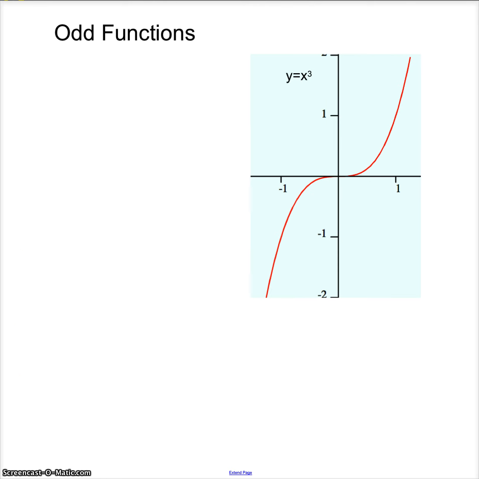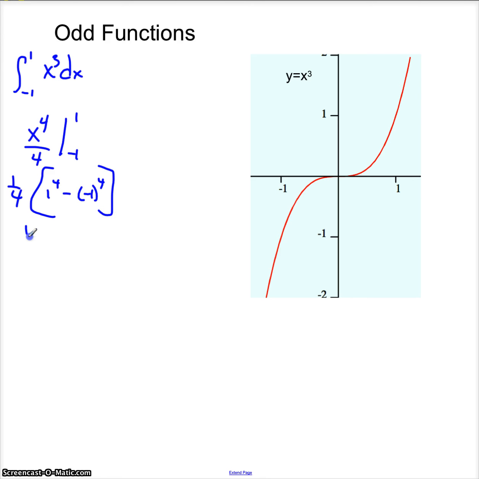Let's do an odd one. y equals x cubed. I know y equals x cubed is odd because if I put in a negative x, I get a negative y. So let me integrate from, say, negative 1 to positive 1 of x cubed dx. So when I integrate this, I get x to the 4th divided by 4, evaluated at negative 1 and 1. So I have 1 to the 4th minus negative 1 to the 4th, all times 1/4. So it's 1/4 times 1 minus 1, or 0.